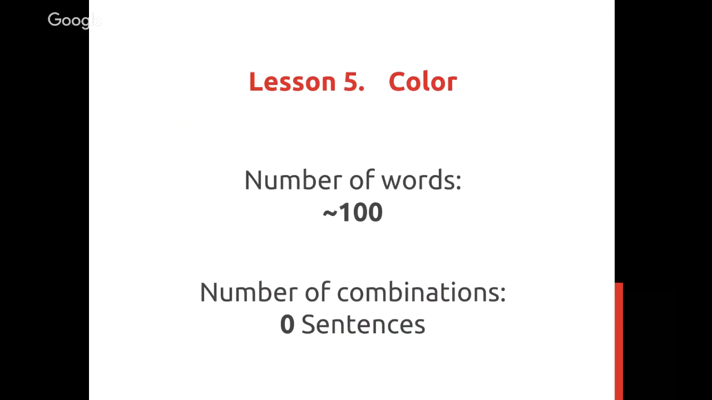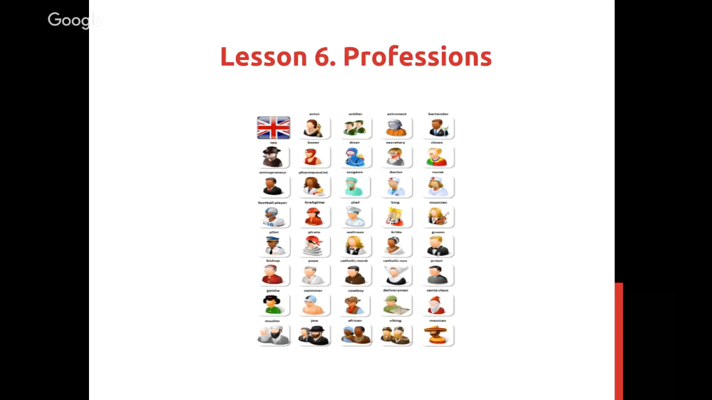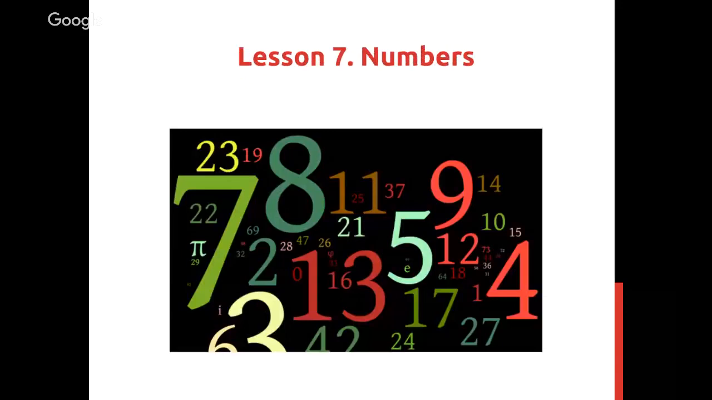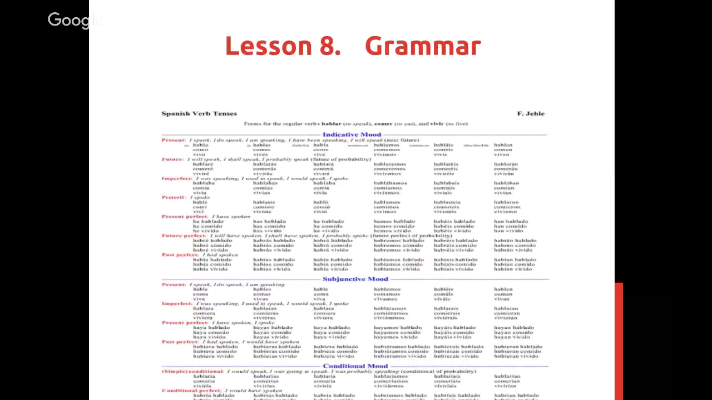And then they start adding the colors. Now you know 100 words. You still can't make any combinations. Then the professions, the numbers, and so on. And of course the grammar as well. So eventually you're going to know hundreds of words which you can't use. And that's actually the reason why you can't speak the language. In school you learn many things about the language, but you do not really learn how to use it.